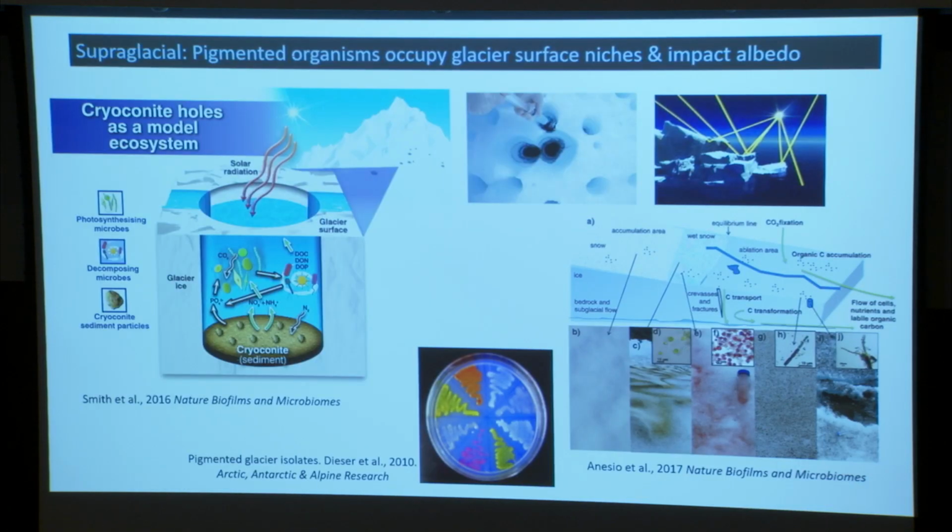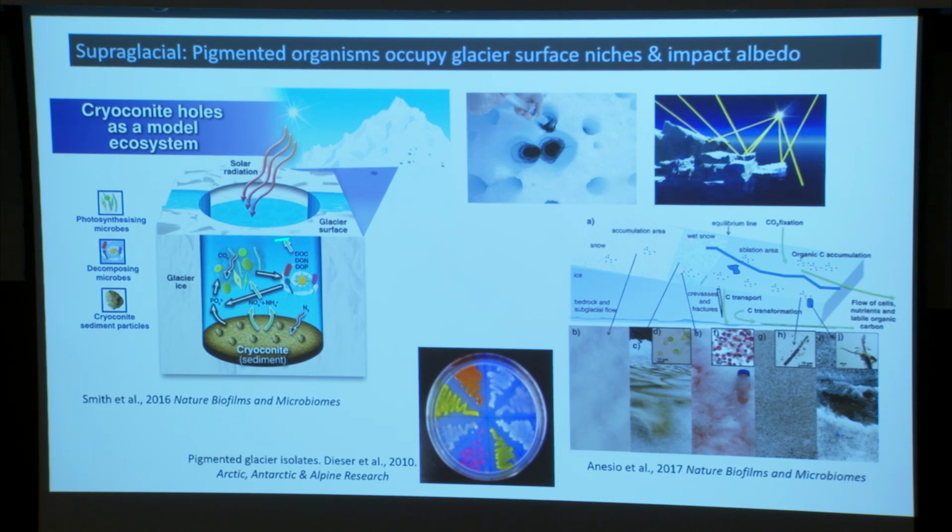In the superglacial environment, pigmented organisms occupy the glacier surface niches and also impact albedo, just the same as it did with the sea ice. The caption on the left, the schematic here, is from our work in 2016, where we really looked at the close coupling of microbes within one of these cryoconite holes.